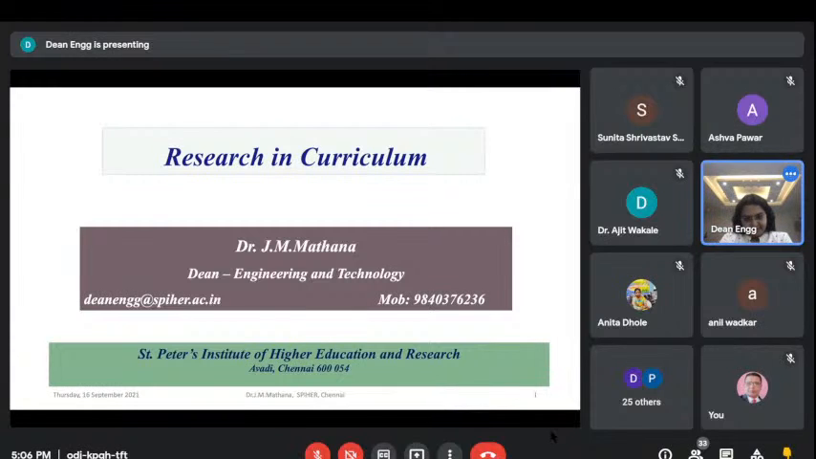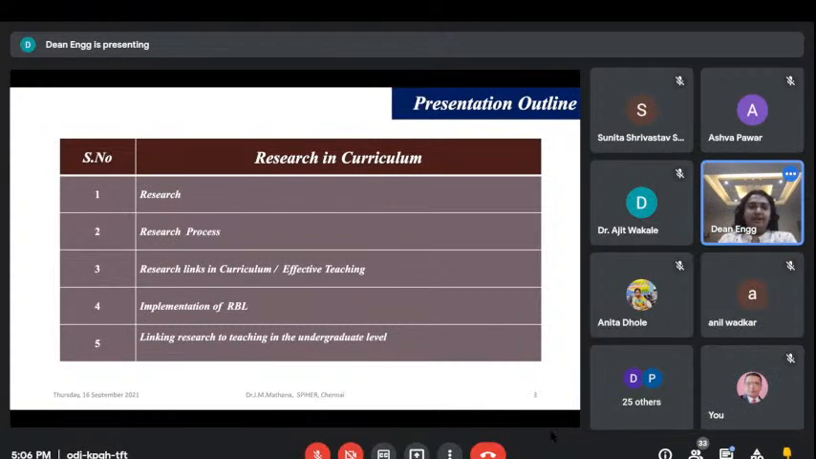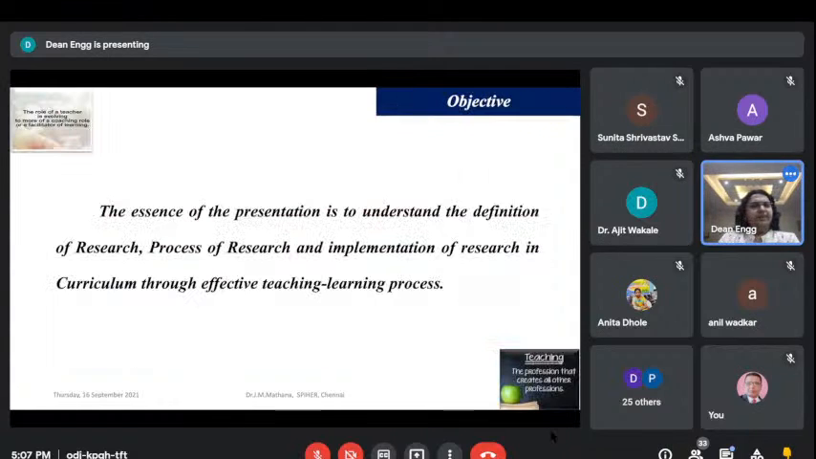Actually, today's presentation title is Research in Curriculum. The main objective of today's presentation is how to improve the research competency of undergraduate students through the effective teaching learning process. So this is the outline of my presentation. The essence of the presentation is to understand the definition of research, then what are the steps involved in the research process, then how we are going to implement research in curriculum through the effective teaching learning process.